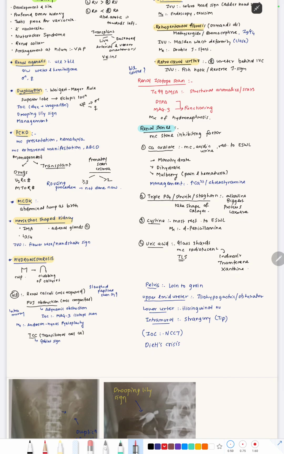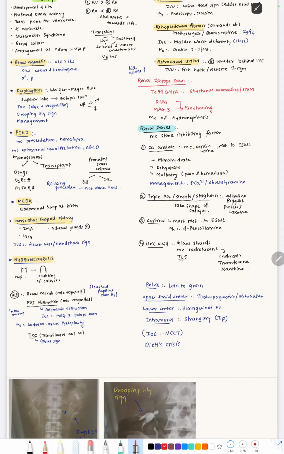So in ABCD, there is aortic dissection, mitral valve prolapse, various aneurysms, or colonic diverticulosis. Management in this patient is drugs: V2 receptor blockers, that is conivaptan, tolvaptan, mTOR inhibitors can be given, dialysis, and definitive management is the transplantation of the kidney.